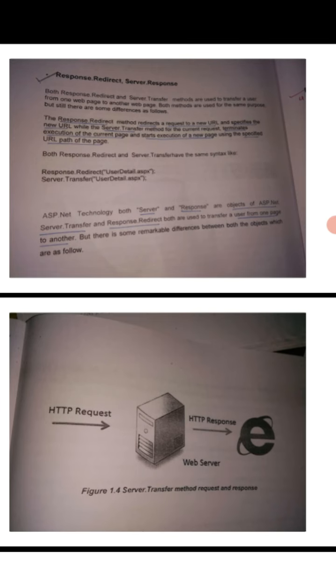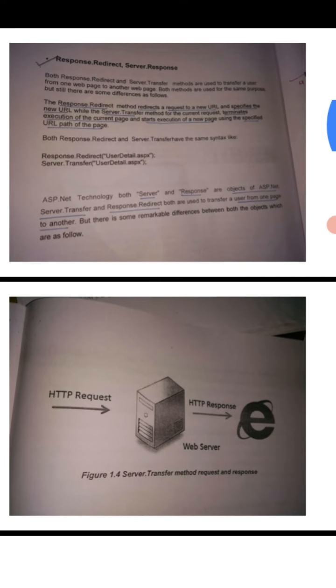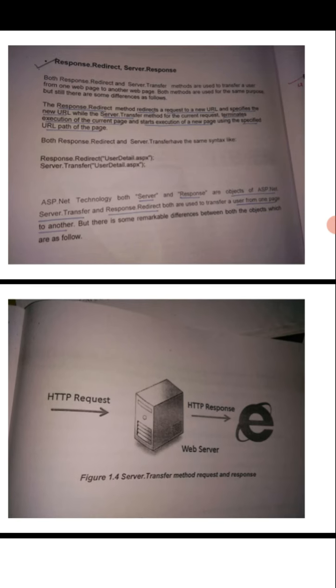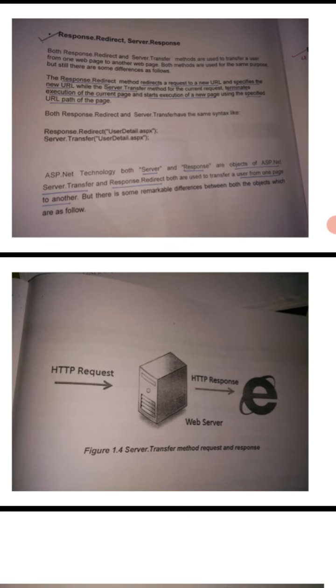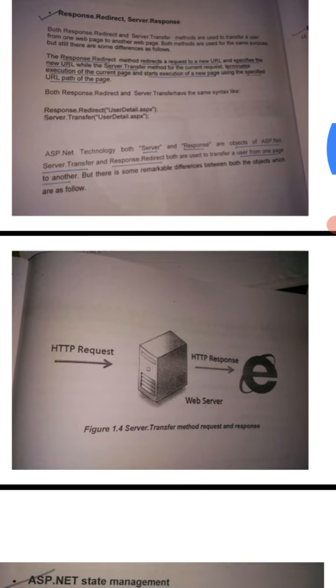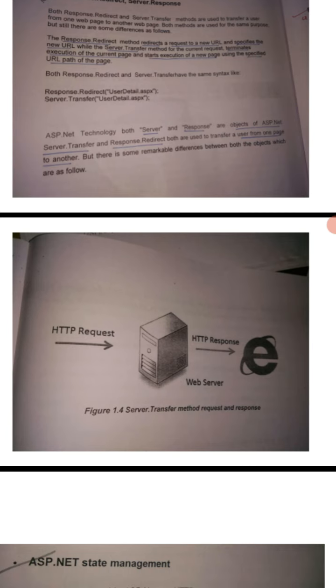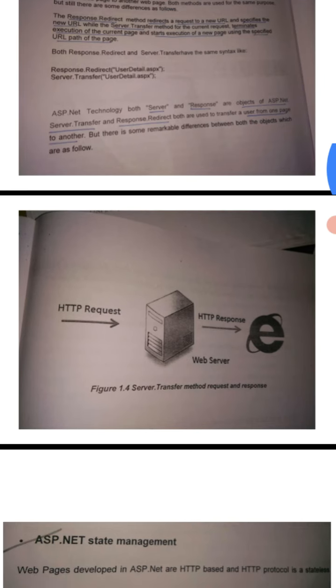Response.Redirect and Server.Transfer methods are used to transfer a user from one page to another web page. The Response.Redirect method redirects a request to a new URL and specifies the new URL, while the Server.Transfer method, for the current request, terminates execution of the current page and starts execution of a new page using the specified URL path of the page.